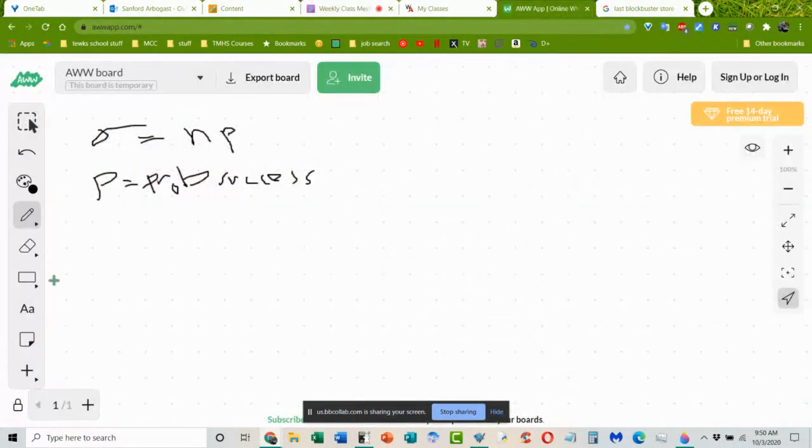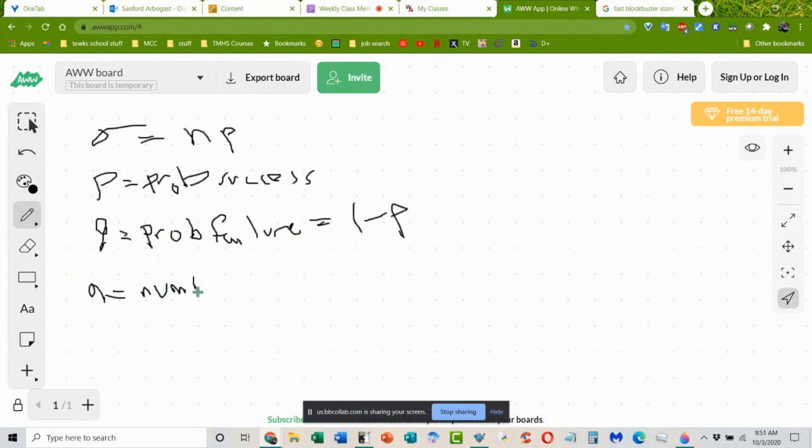Okay, so P is the probability of success. Q is the probability of failure, which is equal to 1 minus P. N is the number of trials. And X is the number of successes we're interested in.